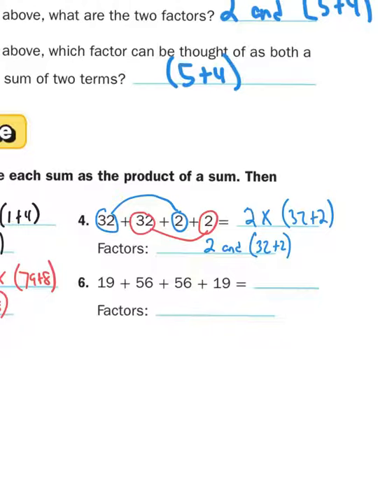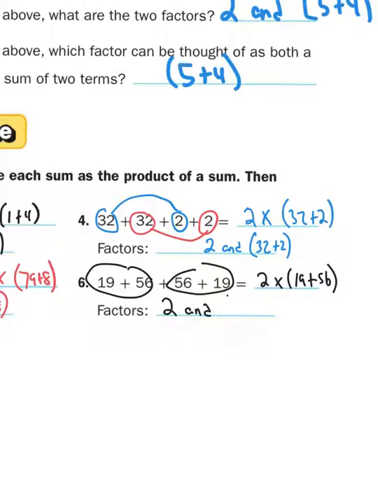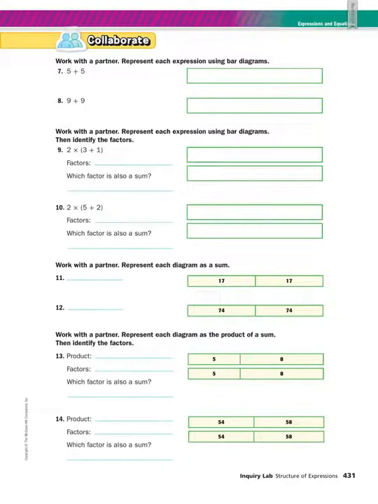And in 6, we had two groups here of 19 and 56. So we have two groups of 19 plus 56. And my factors are 2 and 19 plus 56. All right, if you had any mistakes, make sure you pause it and fix them before you move on.